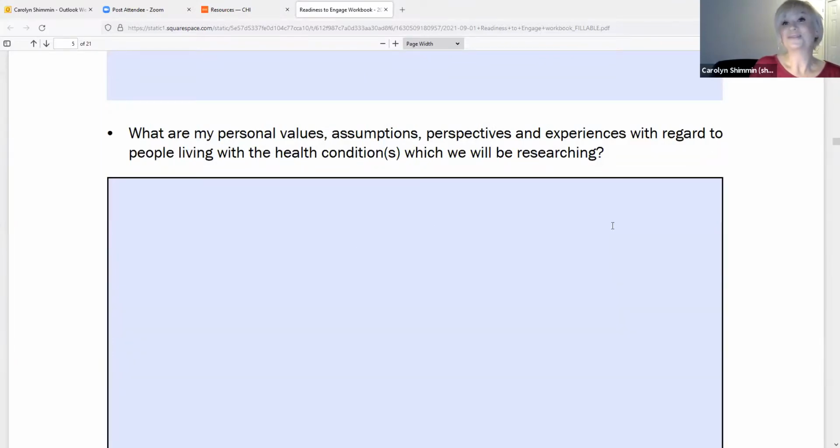What are my personal values, assumptions, perspectives, and experiences with regard to people living with the health condition that we're going to be researching?